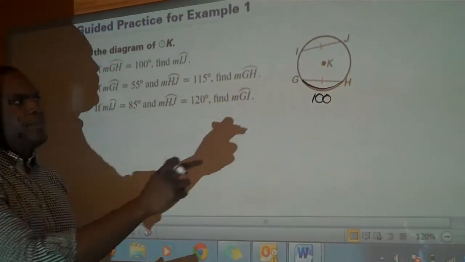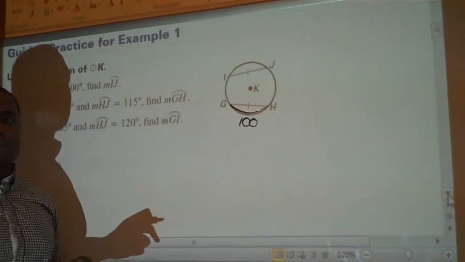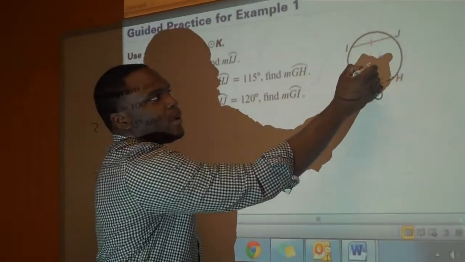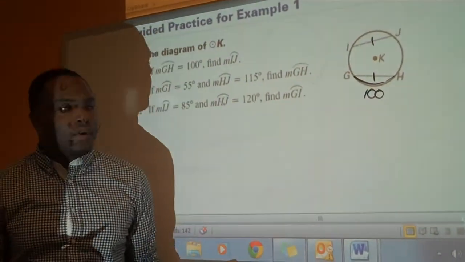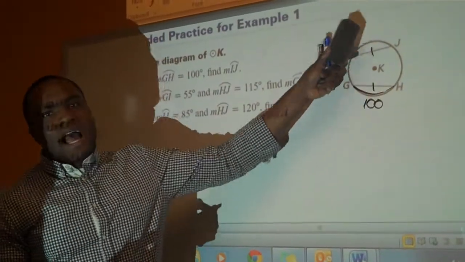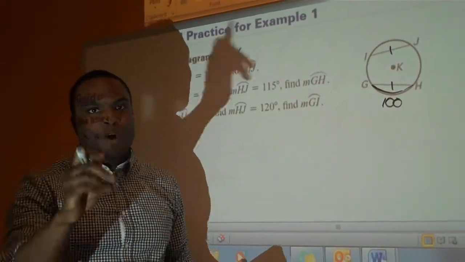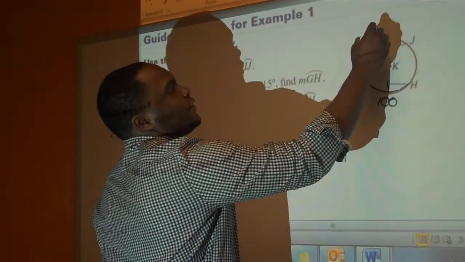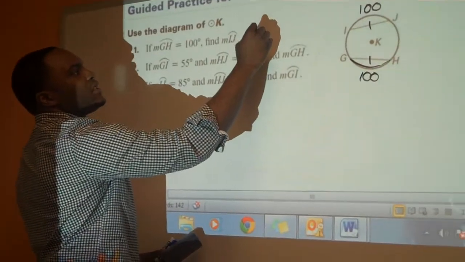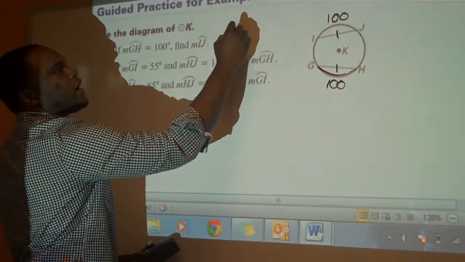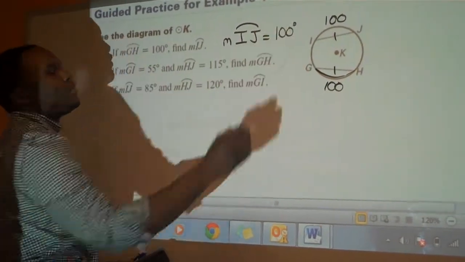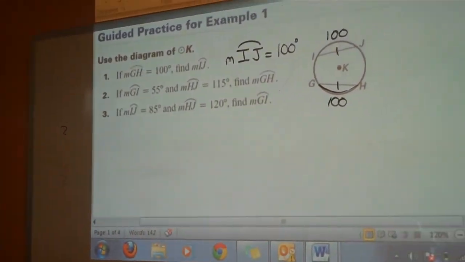Now, I just told you, if these 2 chords are congruent, then the 2 arcs are going to be congruent. They put these tick marks here for a reason. They want you to know that these 2 chords are congruent. So what do you think? If this arc is GH, what do you think my arc IJ is going to be? Hope you said 100, because that's going to be the answer. IJ is going to be 100. This answer, for question number 1, the measure of arc IJ equals 100 degrees. Let's go on to question number 2.